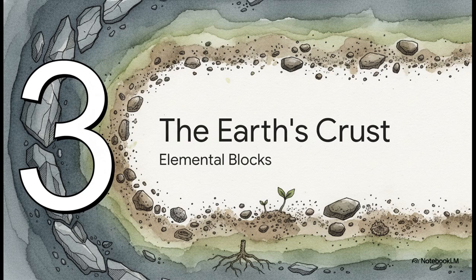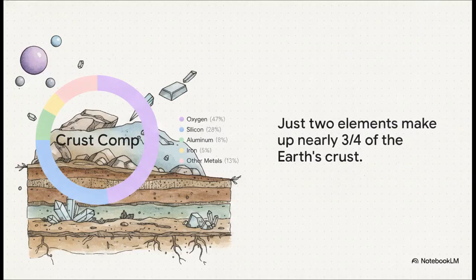Section 3. The Earth's crust. These are our elemental building blocks. When we actually break down the Earth's crust, the elemental math is staggering. Out of the 106 known elements, just 8 of them constitute 98.6% of the crust by weight. But here's the wildest part. Just 2 non-metallic elements, oxygen at roughly 47% and silicon at almost 28%, make up nearly 3/4 of the entire crust composition. The rest of it is mostly metallic elements like aluminum and iron.